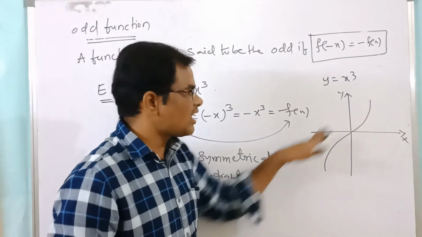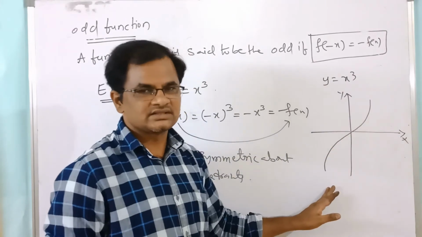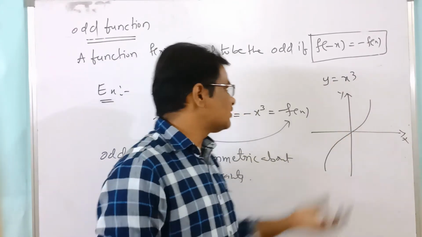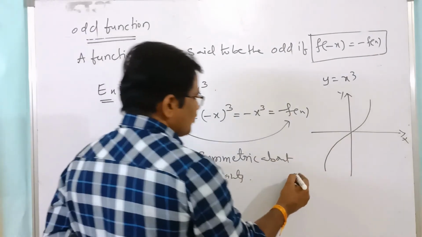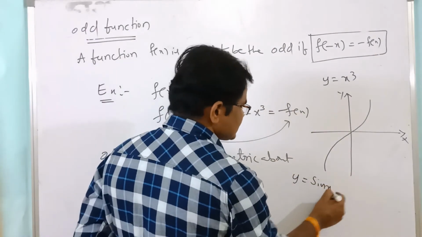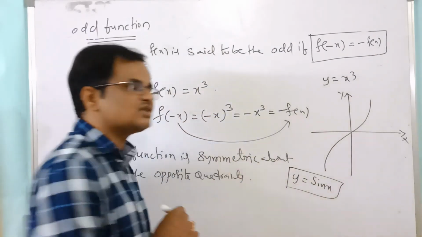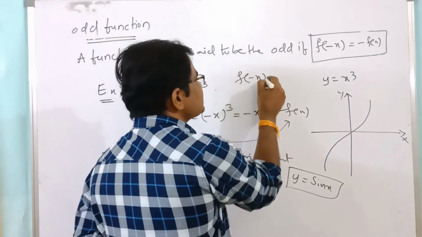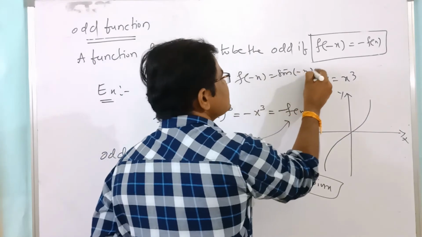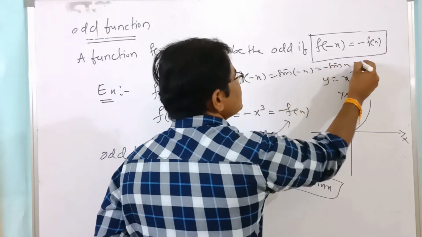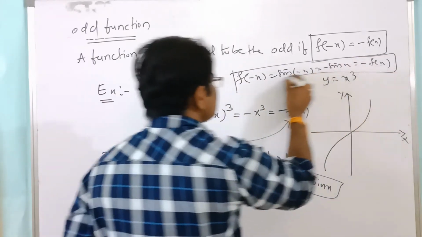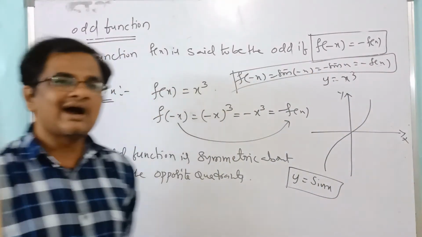Symmetric about the what? Opposite quadrants. Means symmetric about the origin also, right? Suppose one more example, you take y equal to sin x. This sin x function is also what? Odd function only, because f of minus x equal to sin of minus x equal to minus sin x. So that is equal to minus f of x. Right? This is also an example for odd function.